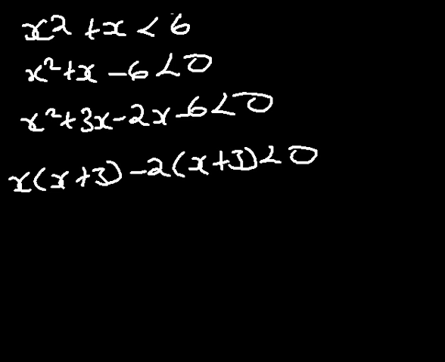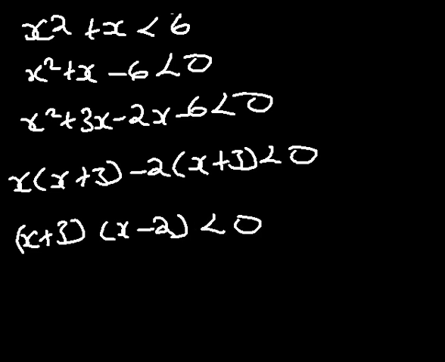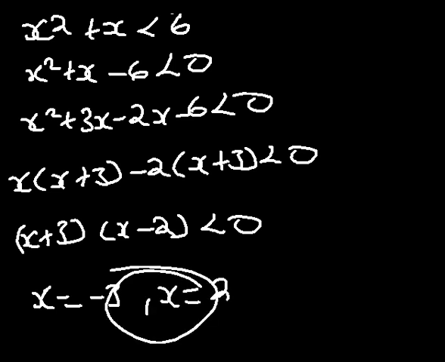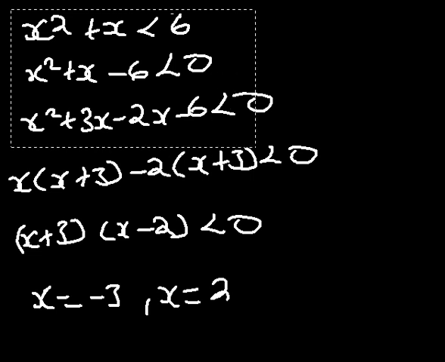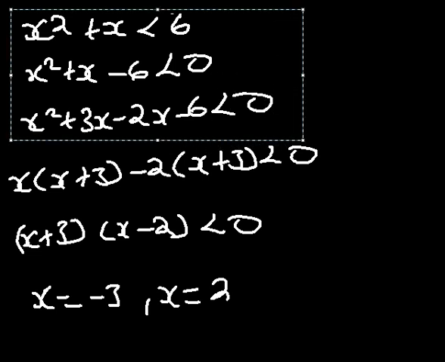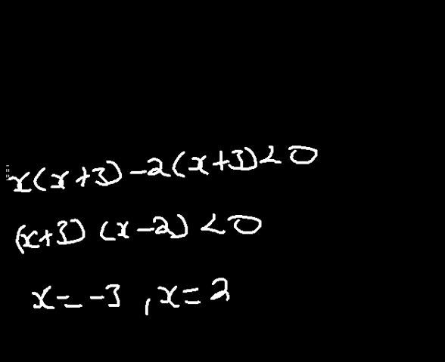So now we'll have it as x plus 3 and x minus 2 less than 0. What are the critical values here? We'll have x equal to negative 3 and x equal to 2. These are the critical values. But now we have to bring these critical values onto the number line and generate the intervals from the critical values. That's how we solve polynomial inequalities.